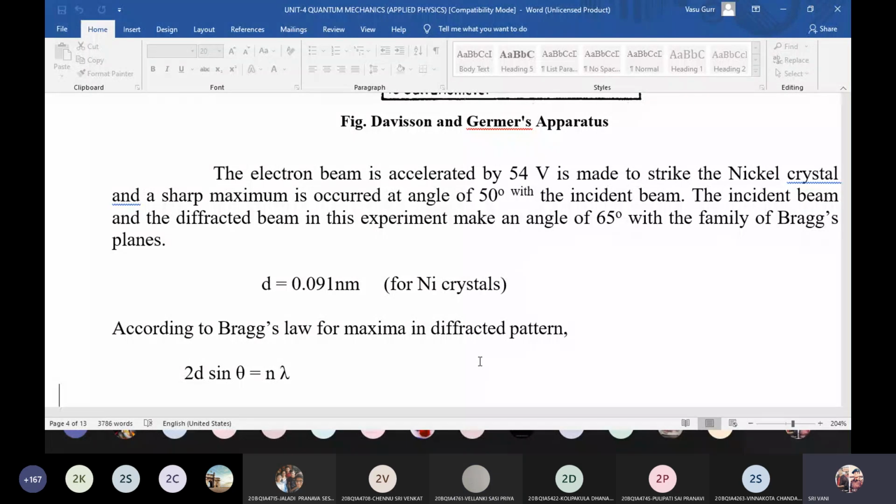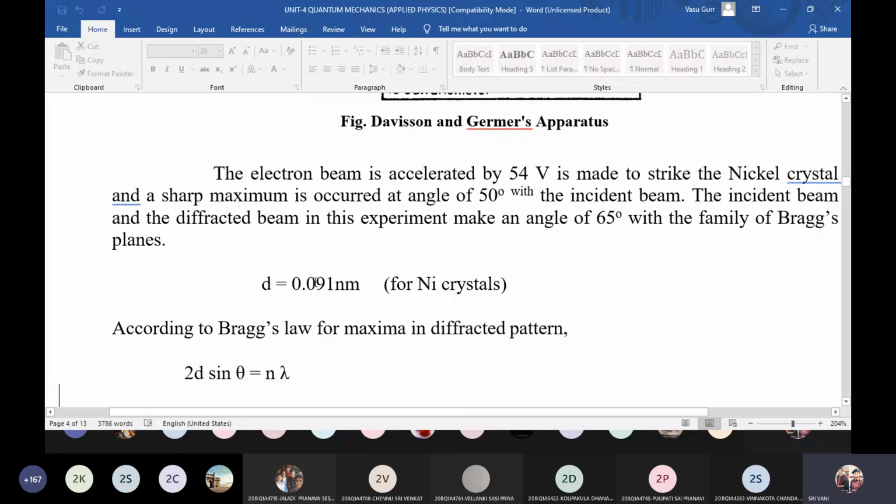Next one. The nickel target has several crystal planes. They are very close. So what is the exact distance between any two planes inside the nickel target? 0.091 nanometers. This is for the nickel crystal. Suppose instead of nickel crystal, if they use another crystal, then this value changes. Each and every crystal has its own spacing of the atoms.